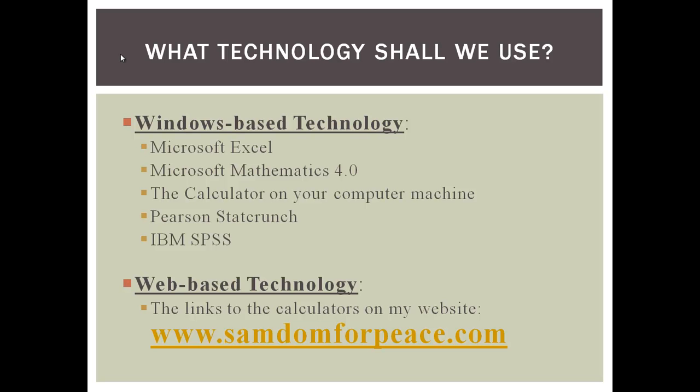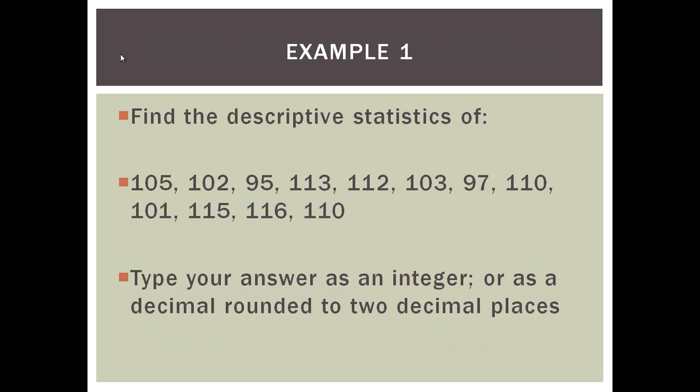Okay, let's get started. So example 1, you might want to write this down in your notebook or your paper. Find the descriptive statistics of those numbers there. It is 12 of them if you count them: 1, 2, 3, 4, 5, 6, 7, 8, 9, 10, 11, 12. So it's 12 data that we have.